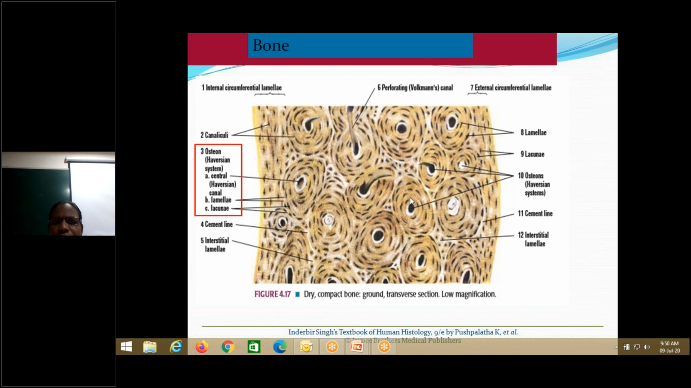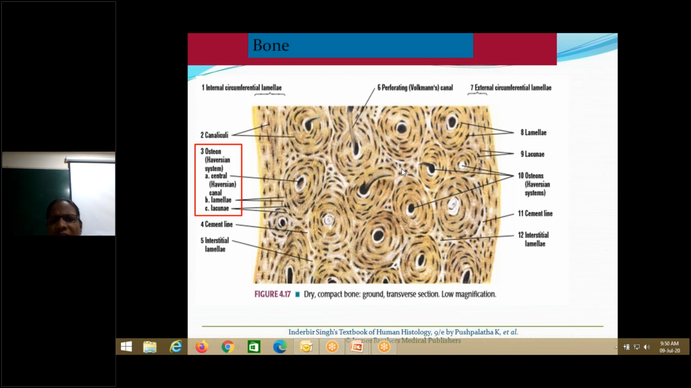In between the osteons or Haversian systems, you see a small line, not a full circle lamella but a half circle lamella. This half circle lamella in between the Haversian systems, we call the interstitial lamella. In the bone transverse section, one is the bony lamellae, and the second is the interstitial lamellae present between two Haversian systems. So that is about the bone transverse section.